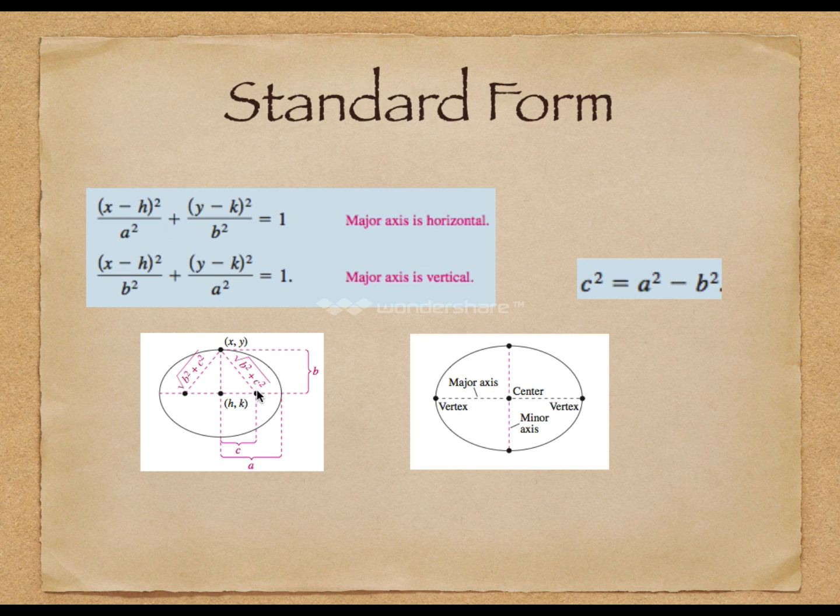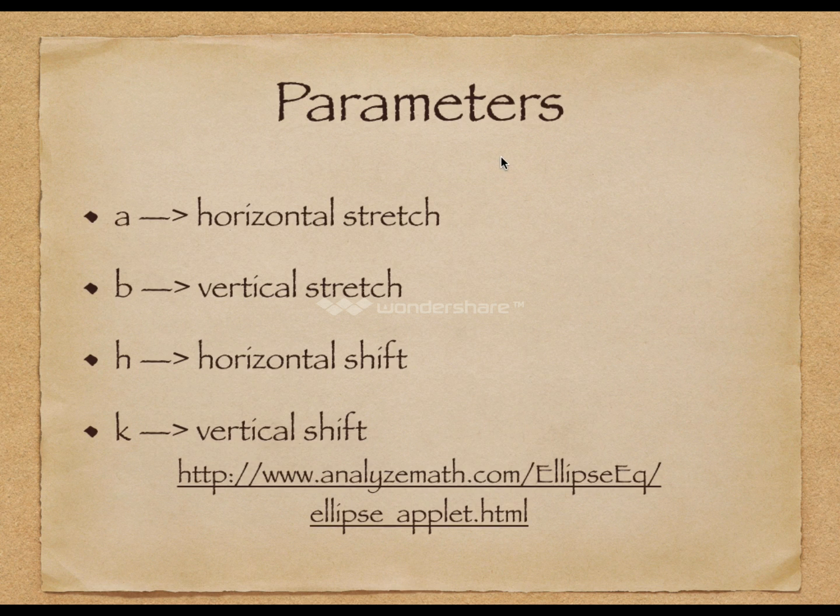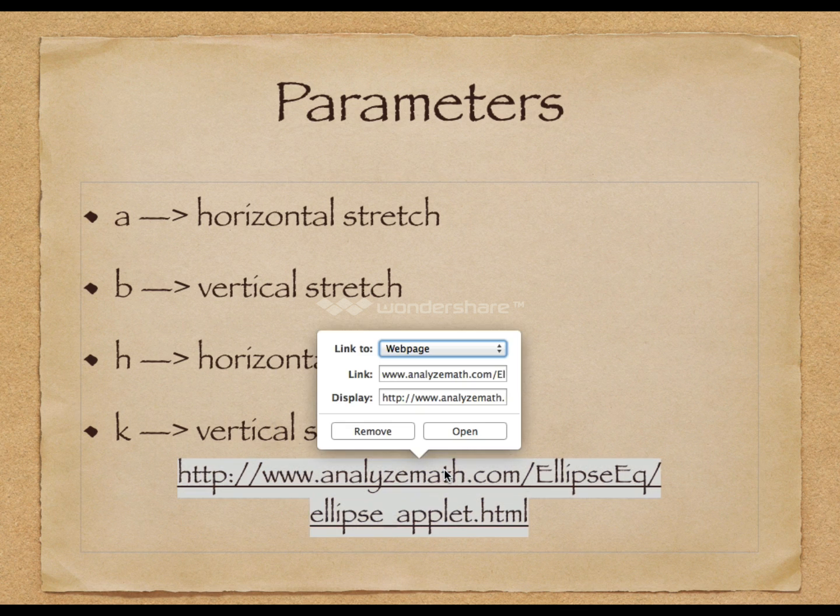The A stands for the radius which is horizontal, and B is the vertical radius. C is the distance from the center to either one of its foci, and we can use this equation right here to find out either A or B. The parameters: A is the horizontal stretch, B is the vertical stretch, H is the horizontal shift, and K is the vertical shift.